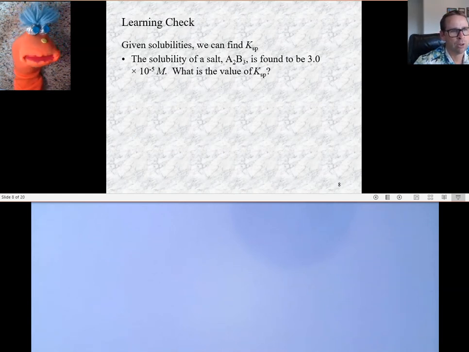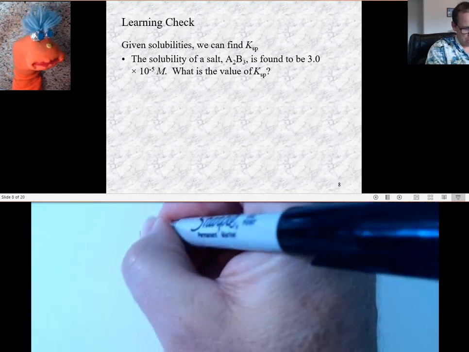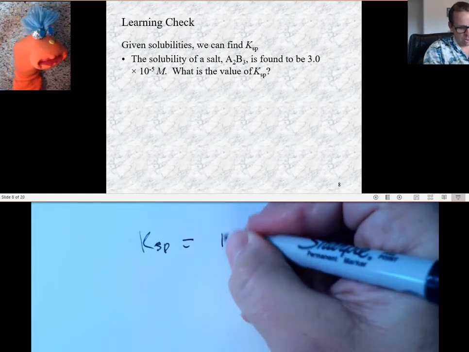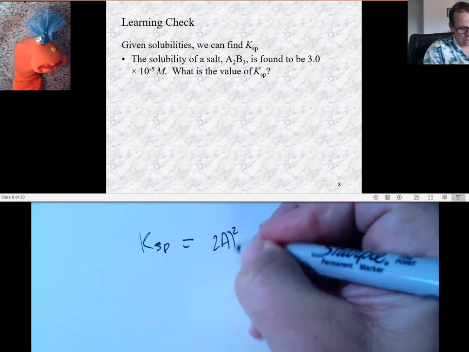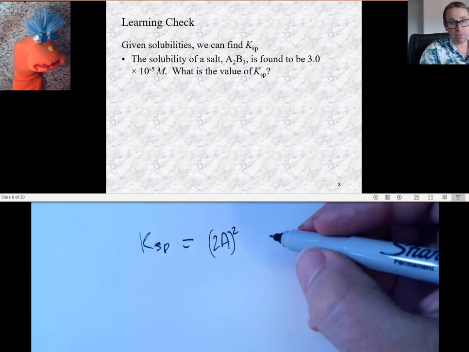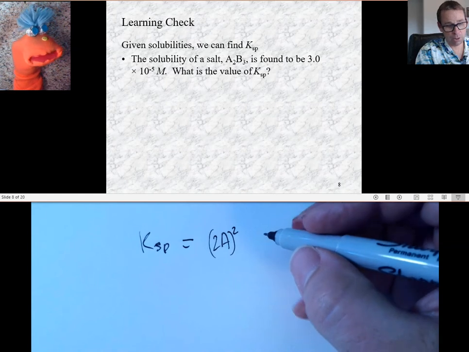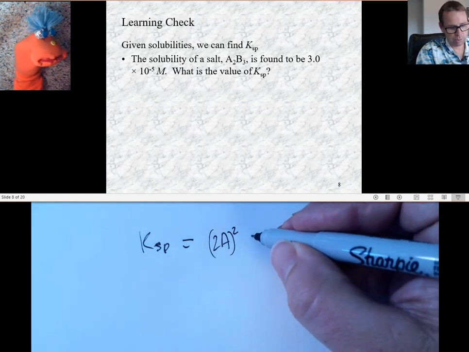So if you take like 3 times 10 to the minus 5, and that's the molar solubility, that's our x value, right? That's right. And then we've got A2B3, so the KSP is going to be equal to the concentration of 2A squared. All right, so you can see that ice table in your head, huh? Yeah, I got it now. So then the 3B cubed.